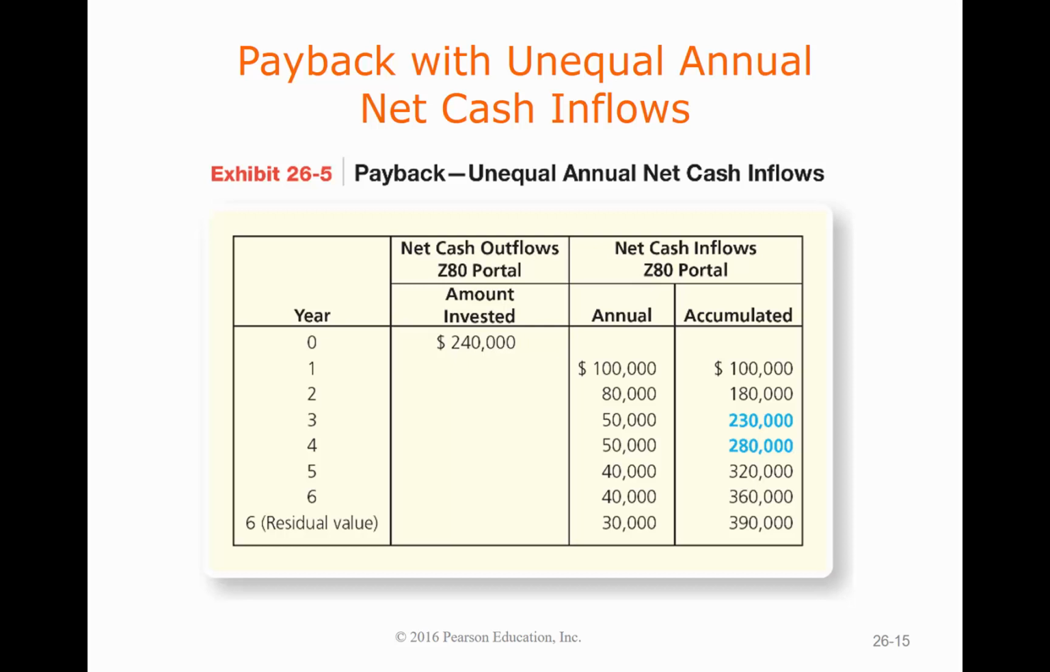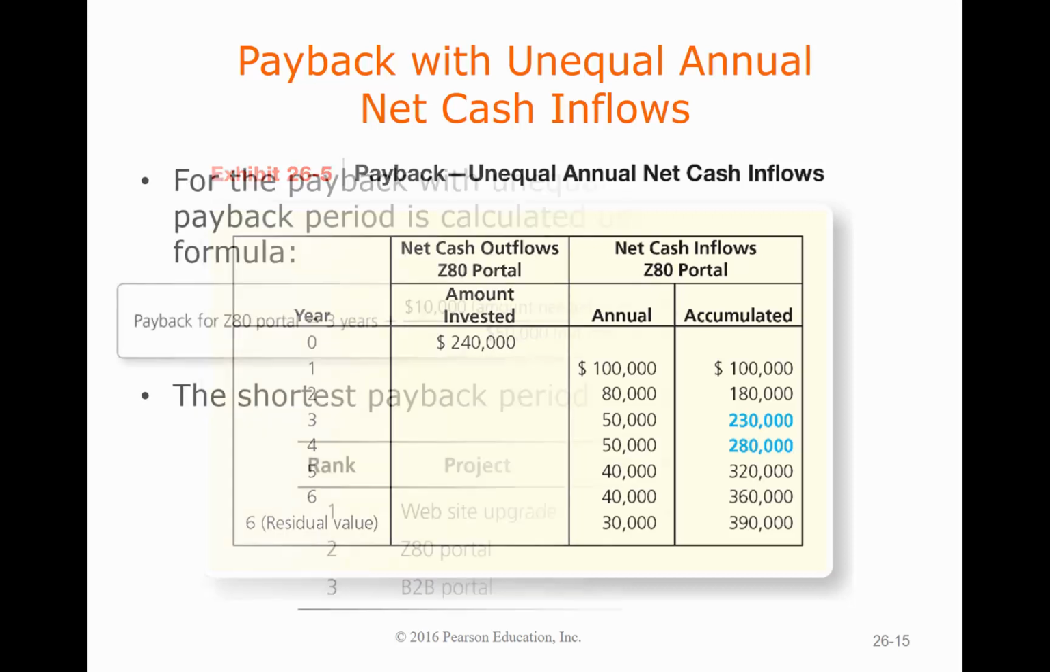Maybe they're looking at another potential investment, but this one doesn't bring in the same amount of money each year, right? They expect it will give a net cash inflow of 100,000 in the first year, 80 in the second, 50, 50, 40, 40, 30. So now you've got this issue of it's not an even number of years. People get confused by that. In other words, by the end of year 3, it's paid back 230,000. By the end of year 4, it's paid back 280,000. So we know that the payback is somewhere between 3 and 4.